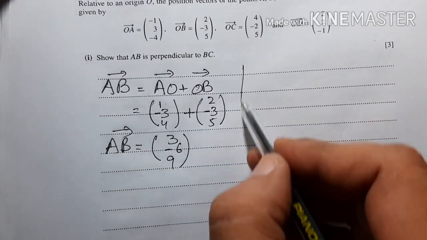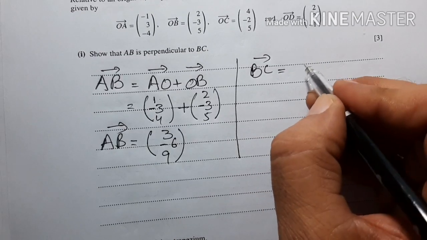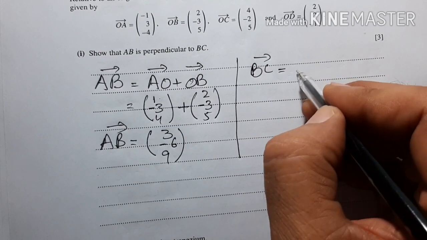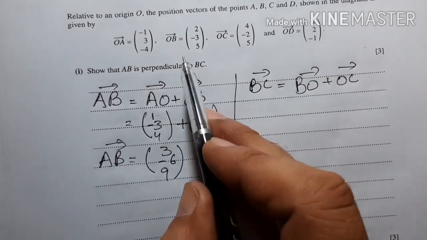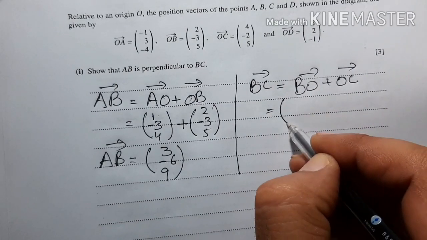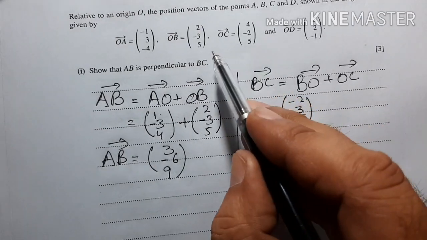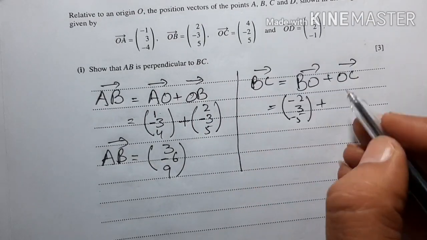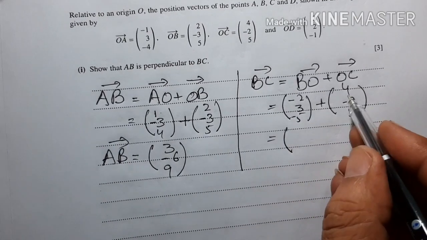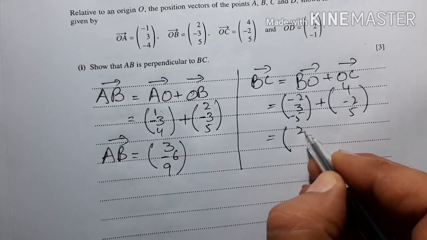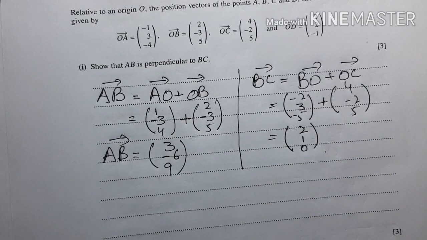Now BC. For BC, we will go like BO plus OC. So BO is the opposite of OB. It will be minus 2, 3 and minus 5. Change the sign of OB. And OC as it is, 4, minus 2, 5. So by adding, minus 2, 4, which is 2, 3 minus 2, 1, 5 minus 5, 0. This is our BC.